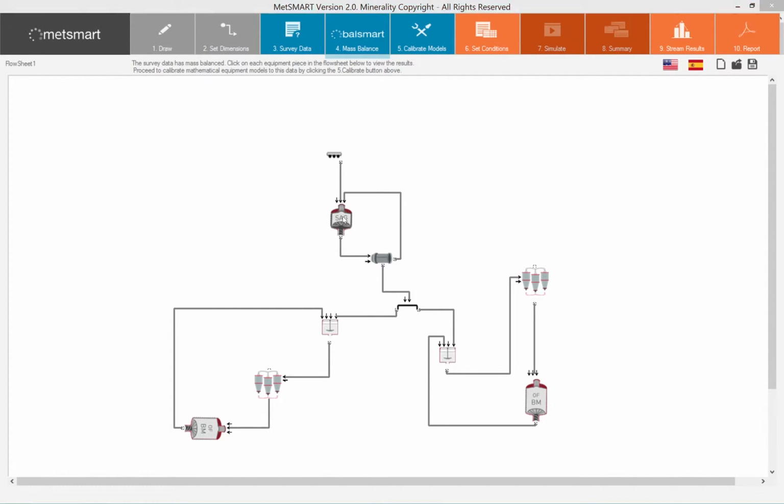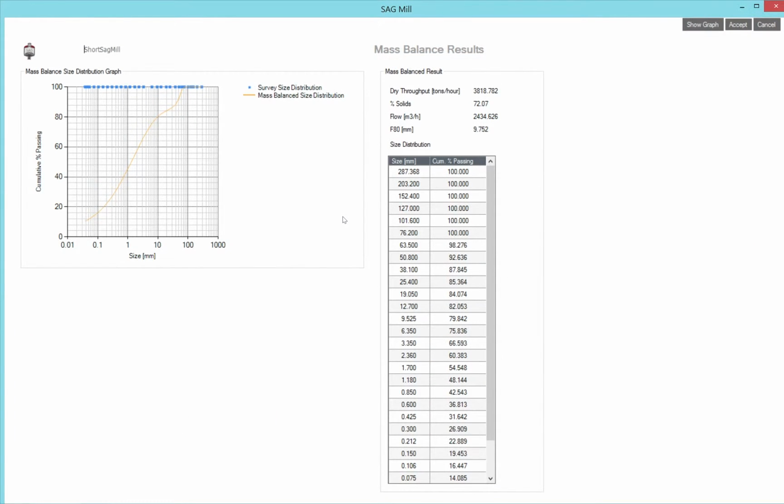Now, previously, when we entered the survey data information, we noted that it was not possible to take a product sample from the sagmill. In this result, we can see that we have calculated a mass balance distribution for it. Therefore, we are able to build mathematical models around the sagmill because we have this calculation available to us.